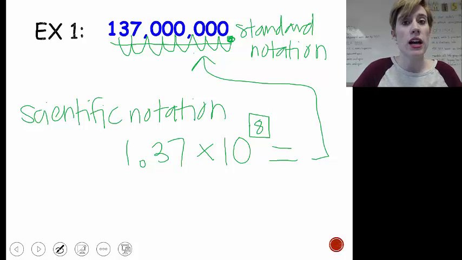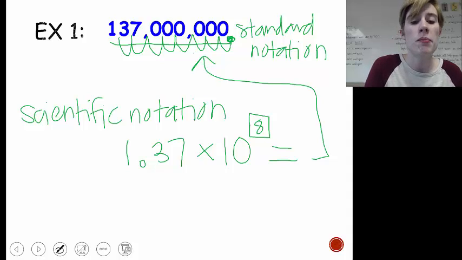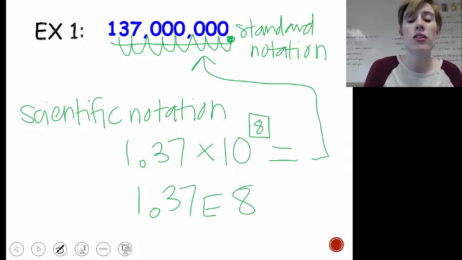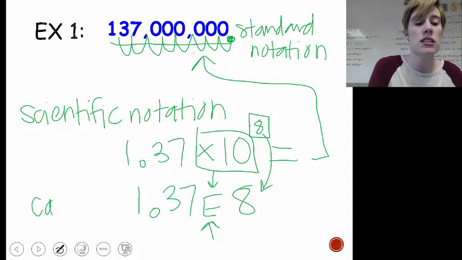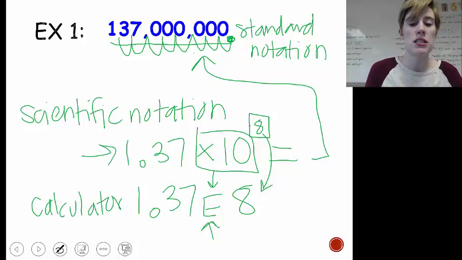A lot of times our calculators will give us numbers in scientific notation, but they look a little bit different. They look like this. So in your calculator, you're going to see this E, and this E just stands for times 10. And then the 8 looks like a regular number 8, but it's not a regular number 8. It's actually the exponent 8. So in your calculator, sometimes you're going to see it looking like this. But when we write it out, I want to see this format.